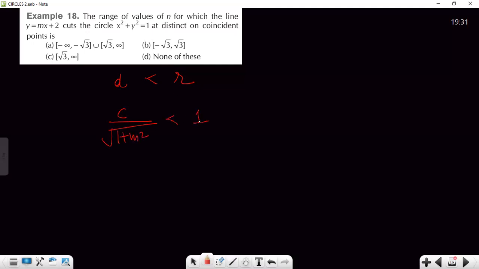R is 1 here. What is c? In y is equals to mx plus c, c is 2 here. M is m only. Cross multiply, this is completed. Now what we have to find out? The range of values of m. The question says n, but this is a misprint. There's nothing like n here. You have to find the range of values for m. So how can this be solved further? We will take square on both sides.